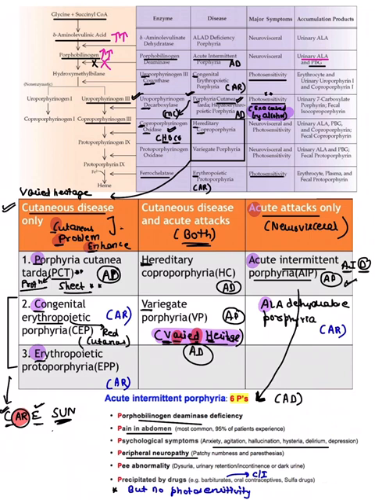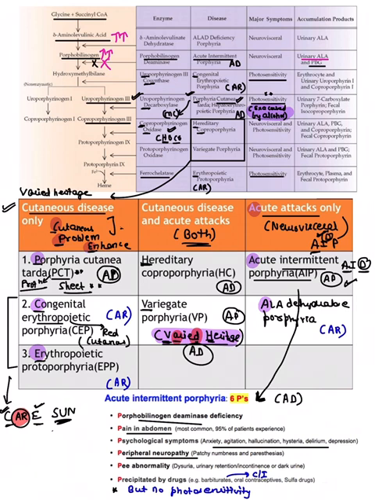So acute intermittent porphyria, or you can remember AIP. If you do AIDP, that is also a term in medicine, acute inflammatory demyelinating polyneuropathy, D fits well, guys. So this is also autosomal dominant. And the one exception, guys, is ALA dehydratase porphyria, that is autosomal recessive, guys.